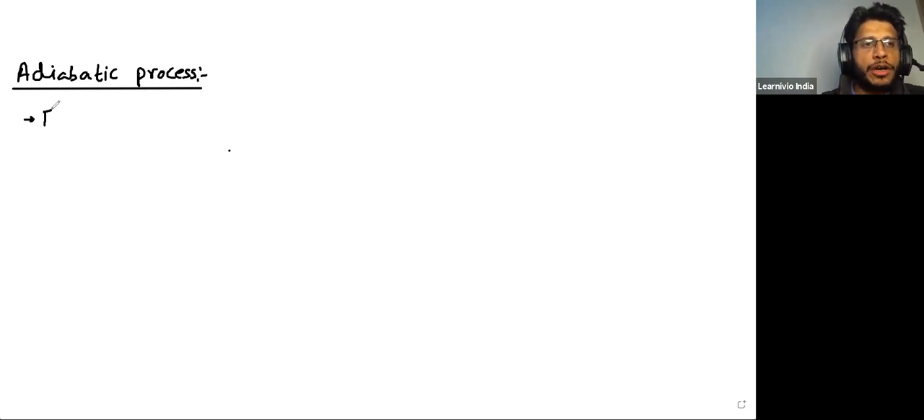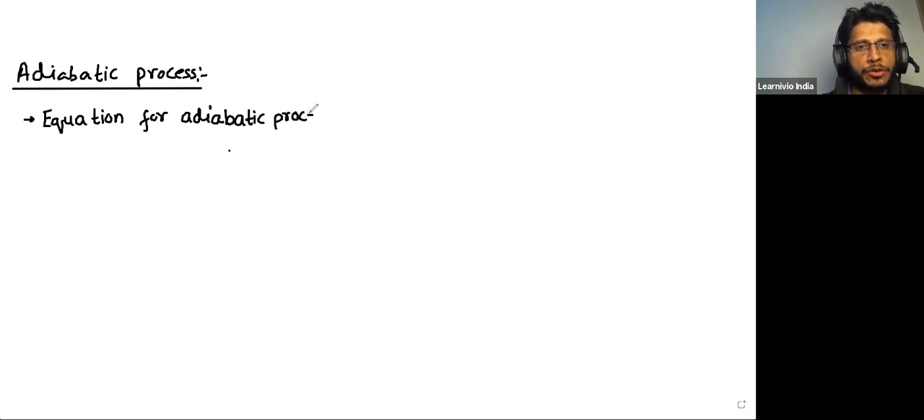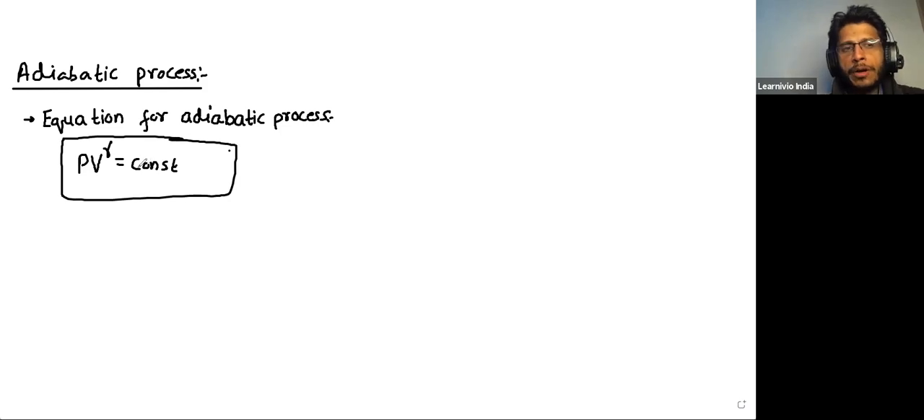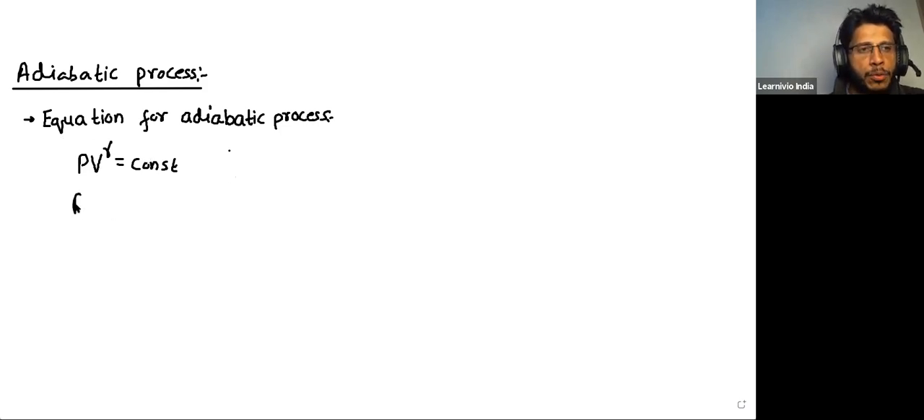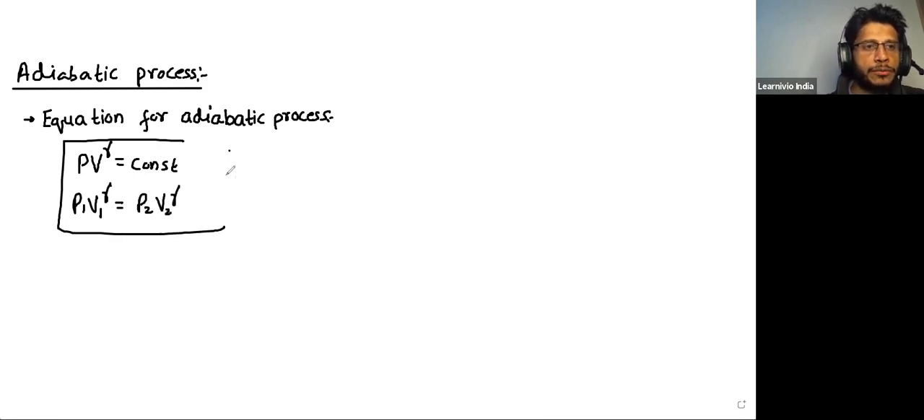Next, we need the equation for the adiabatic process. So for the adiabatic process, the equation is PV to the power gamma is equal to constant, the first equation. PV to the power gamma is constant means P1 V1 to the power gamma is equal to P2 V2 to the power gamma. This is the first equation.